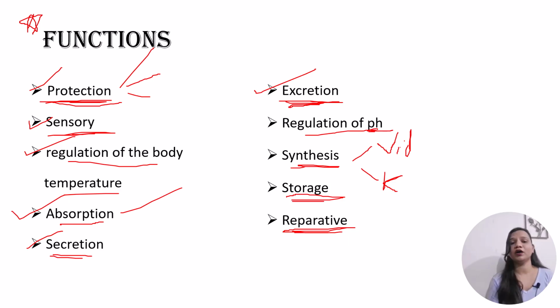Excretion of urea, salts and water through sweat. Regulation of pH: the skin surface is acidic, so it inhibits the growth of pathogens. Synthesis: it synthesizes vitamin D and keratin protein. Storage: there is storage of water and lipids in the form of sebum. And reparative function, that is the wound healing function of skin.